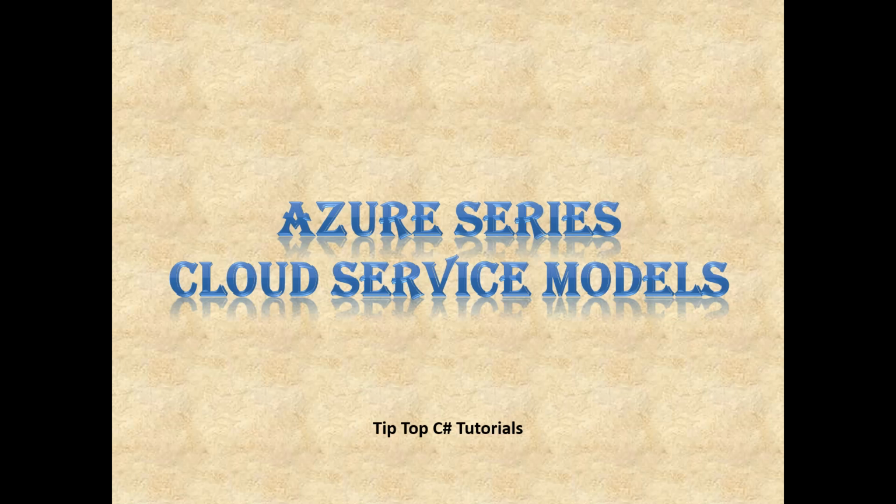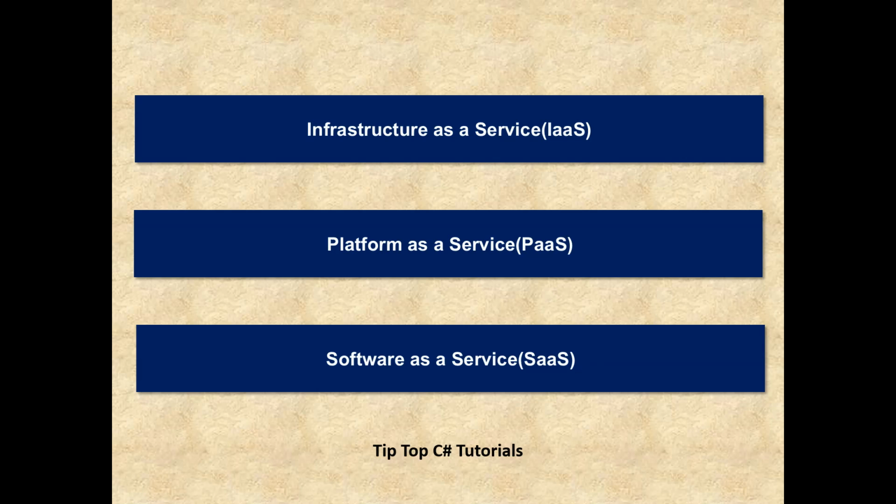In this Azure series video, this part we will get to know more about cloud service models. So we will cover three service models here. The first one is infrastructure as a service, the short form is IaaS. The next one is platform as a service or PaaS. And the final one is software as a service, also known as SaaS.